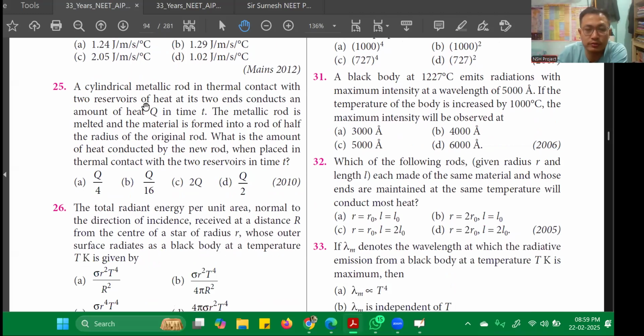A cylindrical metallic rod in thermal contact with two reservoirs of heat at its two ends conducts an amount of heat Q in time T. The metallic rod is melted and the material is formed into a rod of half the radius of the original rod. What is the amount of heat conducted by the new rod when placed in thermal contact with the two reservoirs in time T?